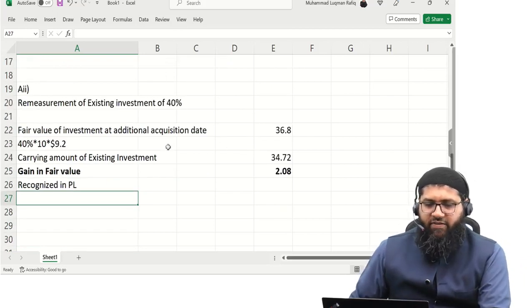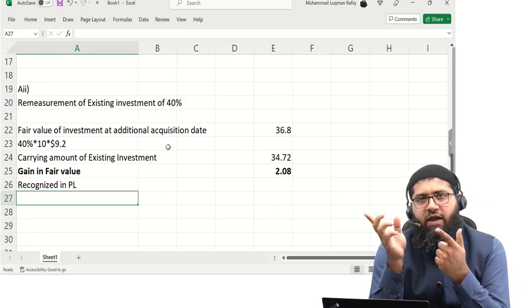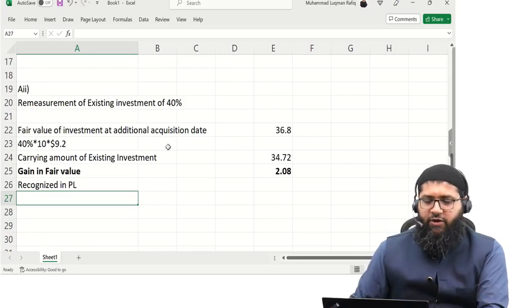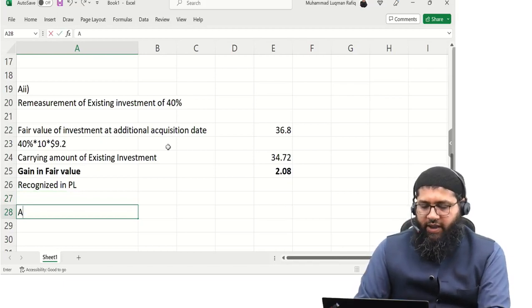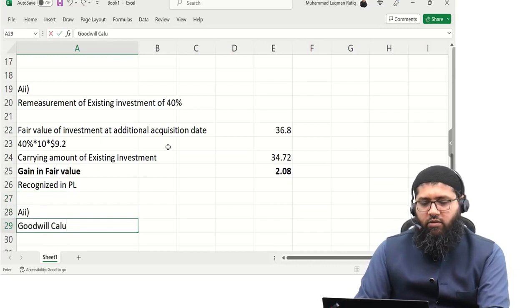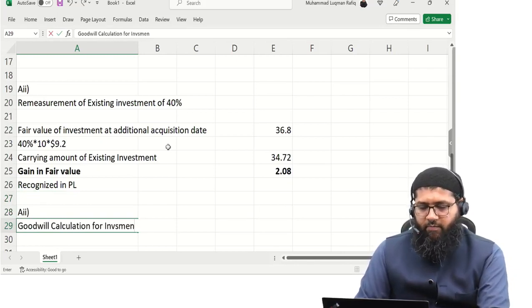Now, what next is there? So we have now discussed one aspect, which is the associate. We have discussed the second aspect, which is remeasurement. Now we need to talk about again A2, the goodwill calculation for investment in subsidiary.